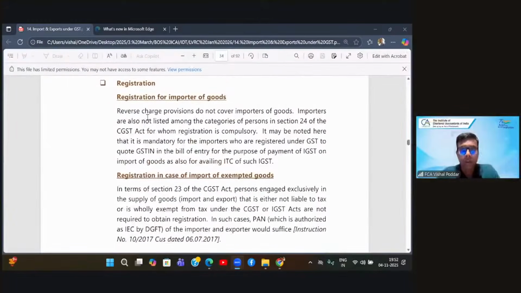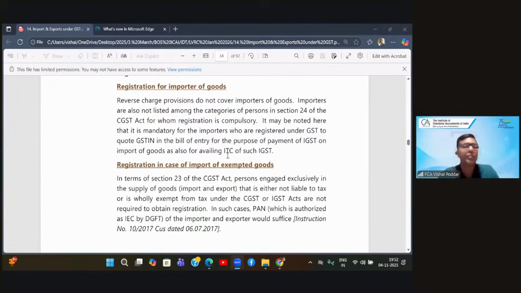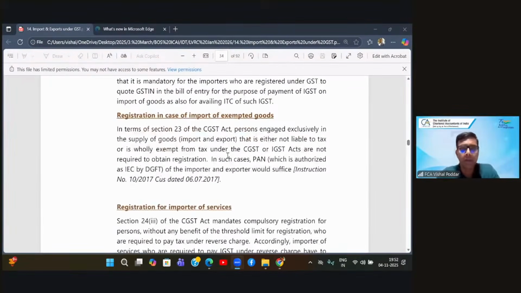So reverse charge provisions do not cover importers of goods. Importers are also not listed among categories of persons in section 24 for whom GST registration is compulsory. It may be noted here that it is mandatory for importers who are registered under GST to quote GSTIN in the bill of entry, but this is only if they want to avail ITC. So that is what we discussed.